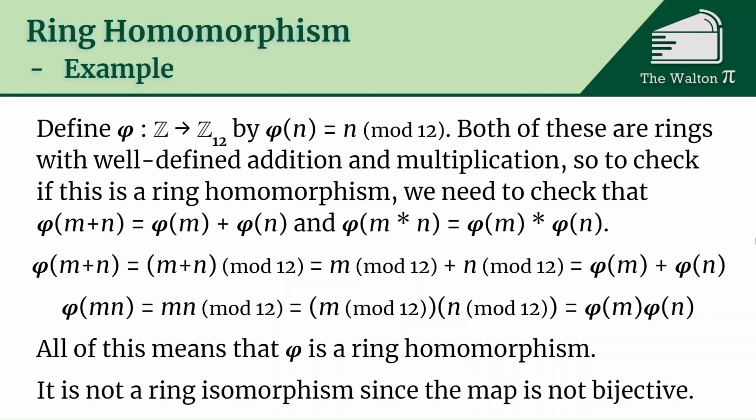However, it's not a ring isomorphism because this map is not bijective. It can't be. The integers have infinitely many elements, and Z mod 12, that has 12 elements. They can't be isomorphic because they have different numbers of elements. So this is not a bijection, so this is not a ring isomorphism.